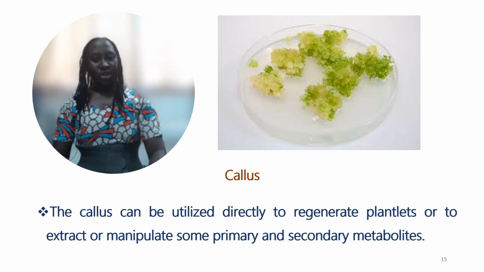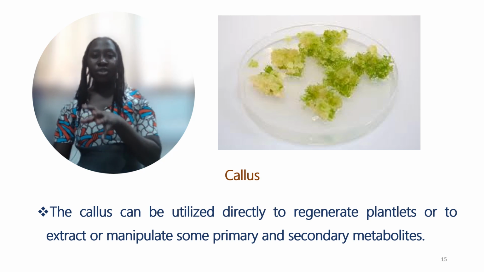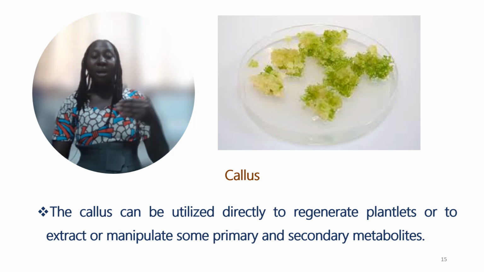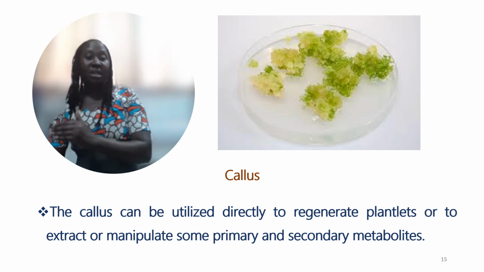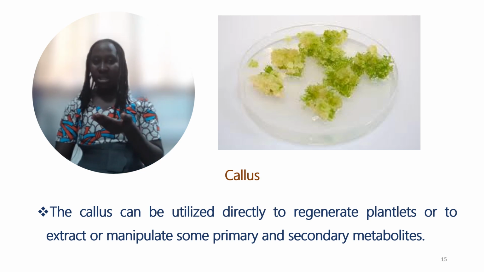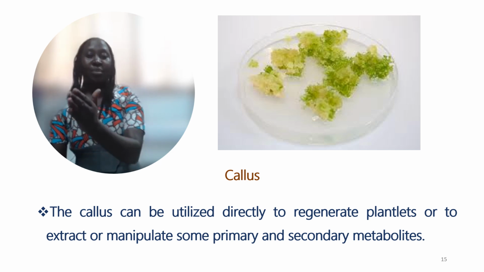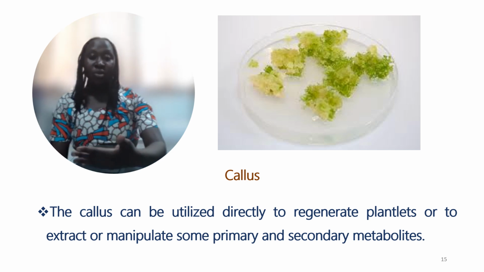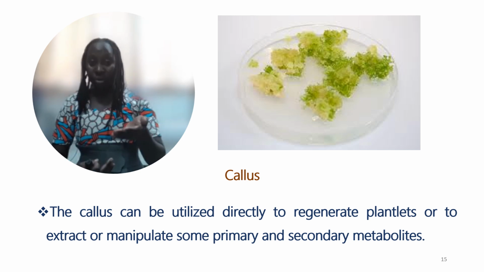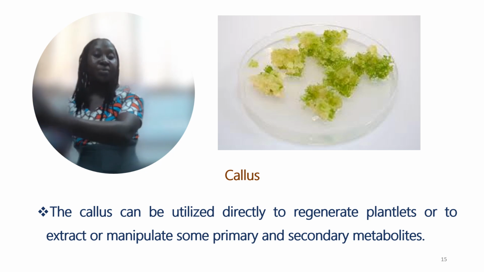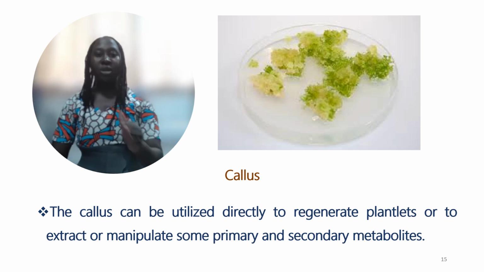So what is a callus? We said earlier it's a mass of undifferentiated cells. As you can see there, a callus can be utilized directly to regenerate plantlets or to extract or manipulate some primary and secondary metabolites. So depending on what you want in your plant tissue culture process, you can decide to end up with a callus so that you produce or manipulate primary and secondary metabolites, or you can decide to play with the composition, especially the growth regulators, to turn into shoots, roots, and end up with plantlets for further processes. So it depends on what you want.